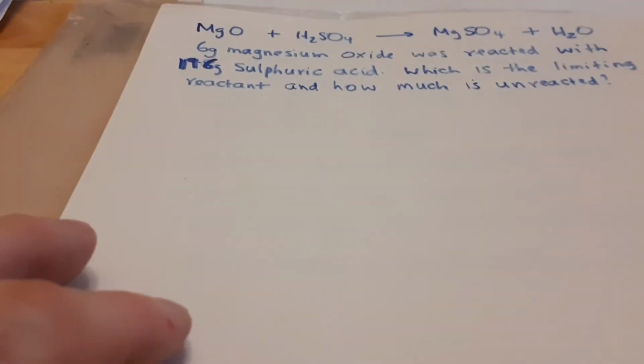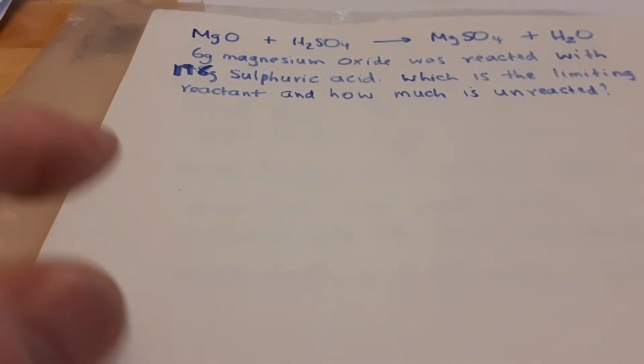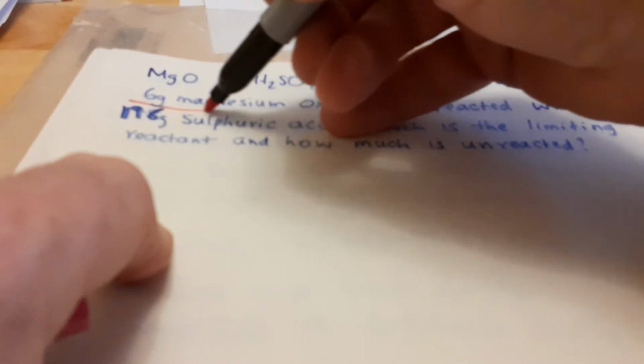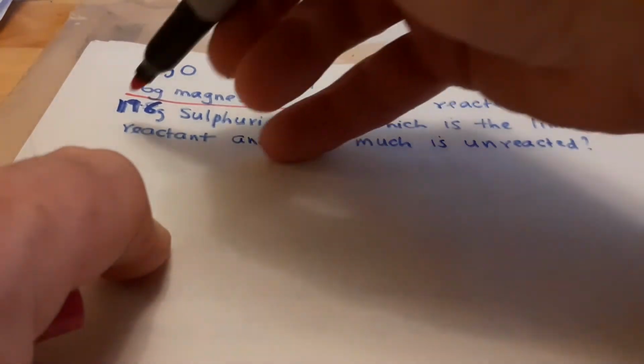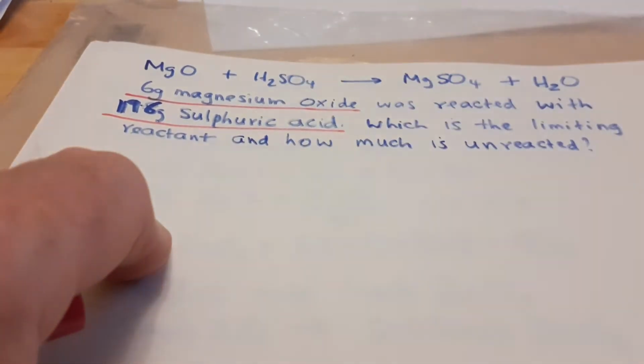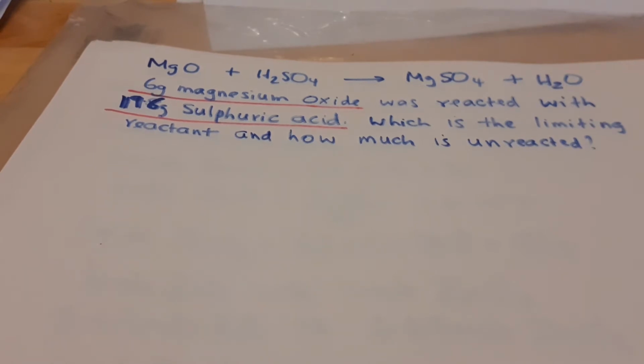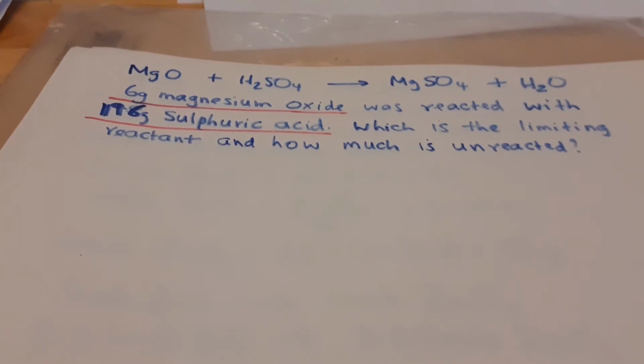Now, if we look at the next one. In this reaction, magnesium oxide reacts with sulfuric acid to form magnesium sulfate and water. It's telling us that 6 grams of magnesium oxide was reacted with 19.6 grams of sulfuric acid. Which is the limiting reactant and how much is unreacted? So, what we've got to do here is work out the moles of each.